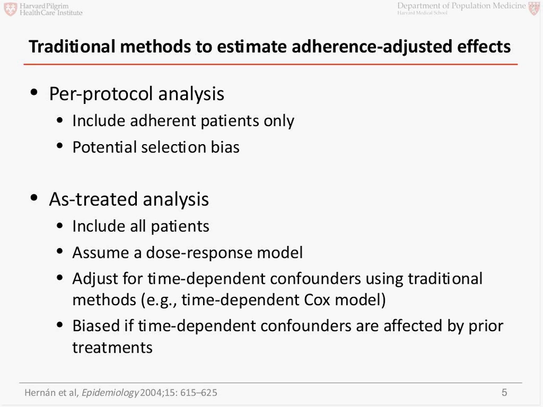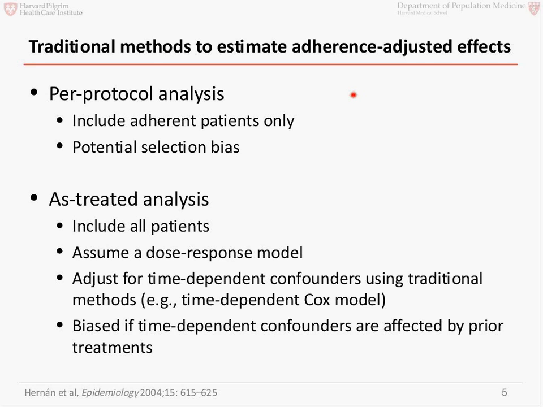And traditionally, we have been using some methods to try to get the effect that adjusts for non-adherence. I'm listing two of the most commonly used ones. The first one, we shall call it the per protocol analysis. This is a term borrowed from randomized trials. Basically, the analysis only includes patients who are fully adherent to their assigned treatment.